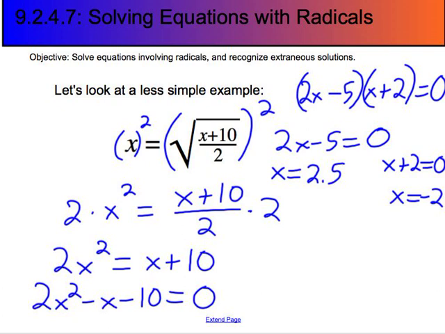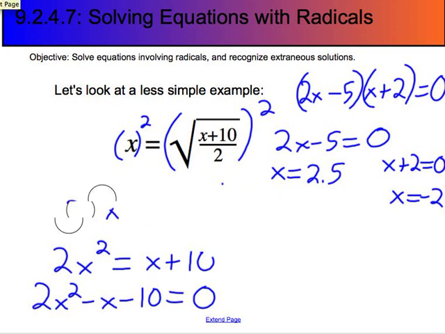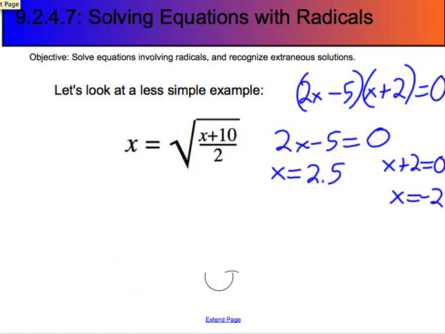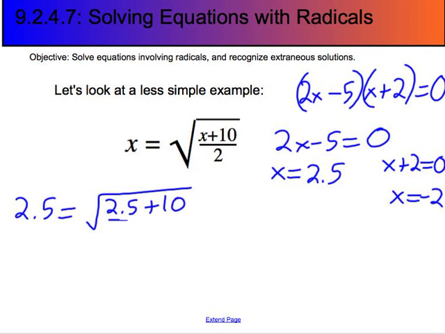Let me erase my work here because this is getting a bit confusing for this space. So I'm erasing how I got my answers there. These are just my two possibilities for final answers, 2.5 and -2. Let's try 2.5 first. So what I'm going to do is replace all the x's with 2.5, plug it in, and see if I get what I expect.